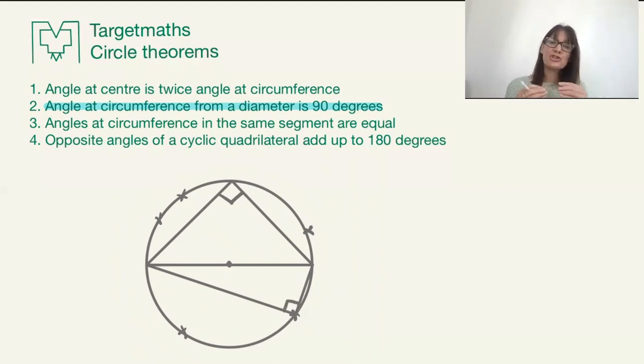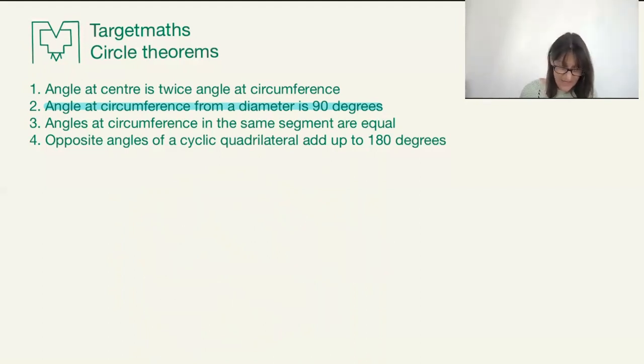I would never assume it, but because there's a fact, a circle theorem that says diameter to circumference is 90 degrees, then I can use that fact to help me problem solve. Okay, so that's the second one. The third one, angles at a circumference in the same segment are equal. Okay, so let's see what they're talking about here.